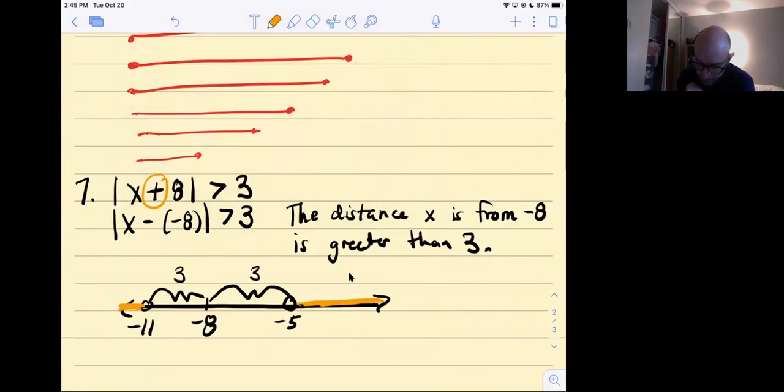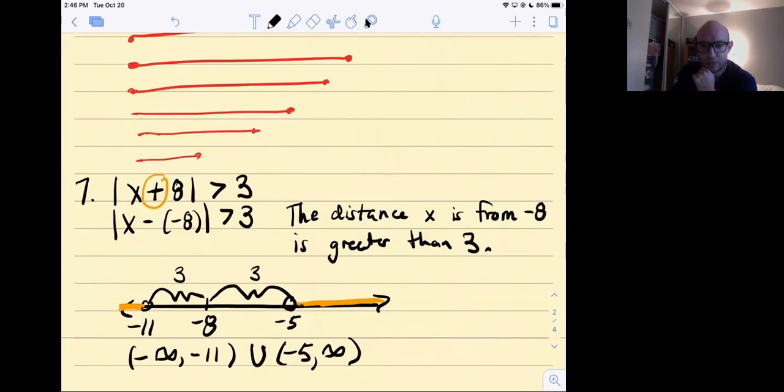Okay, so now we put this together for our intervals. We get -infinity to -11 union -5 to infinity. Okay, so just be careful to not forget the negative signs, because it's not the distance from 8, but it's the distance from -8. And you go +3, -3. Any questions on the setup here?